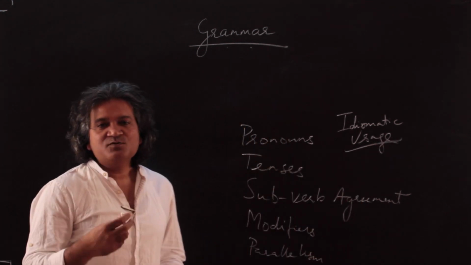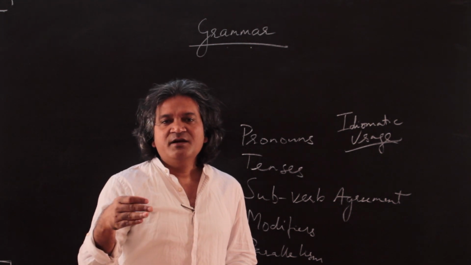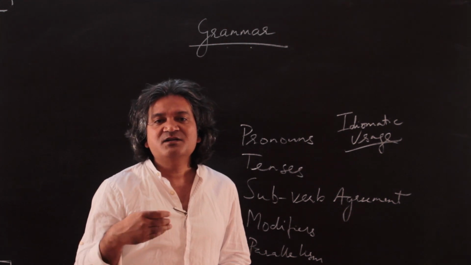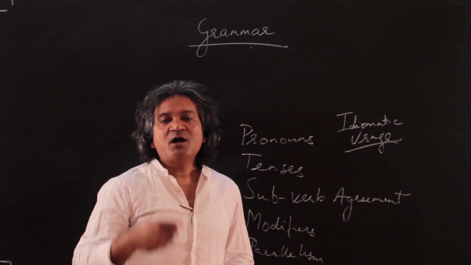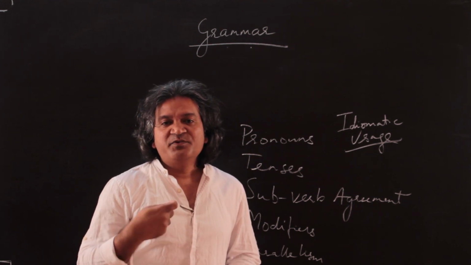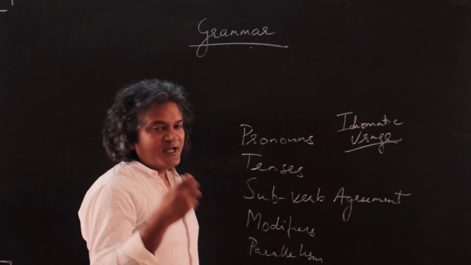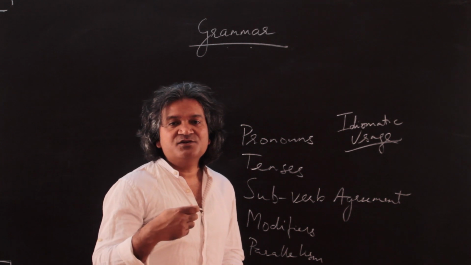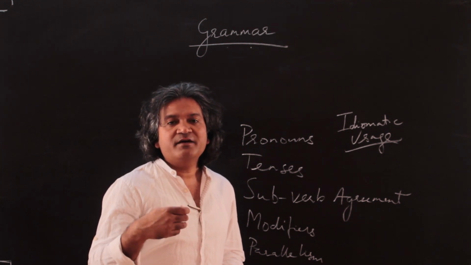Now, what is idiomatic usage? Idiomatic usage is the way English, or any language, is used by the native speakers of that language. So, for example, idiomatic English will be how English is used by the British, Americans, Australians, Canadians, and so on. Now, the best way to improve your idiomatic English is to read and watch stuff written or made by native speakers.